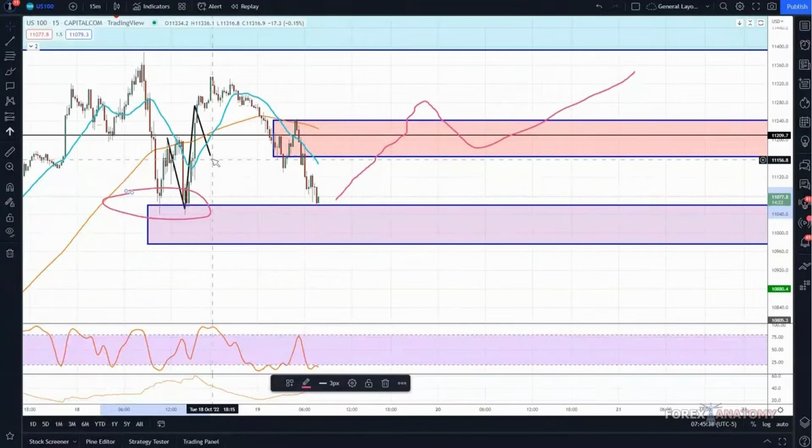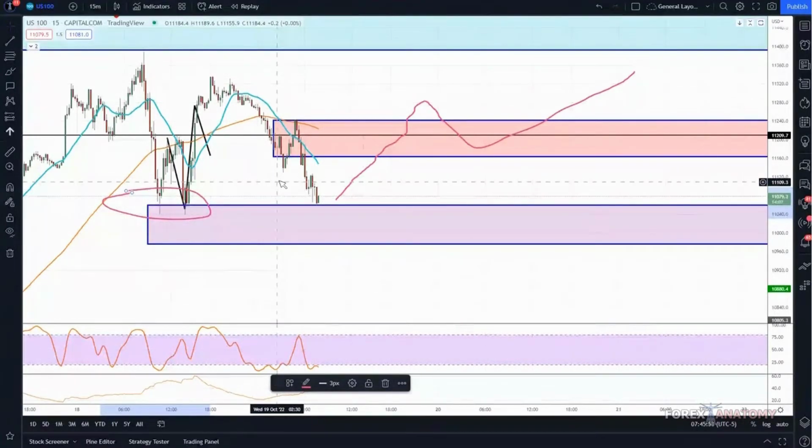We didn't really get the pullback yesterday, and so we weren't able to really take advantage of this move. But we could see a double bottom again on the 15-minute chart. So just be on the lookout for that. Be on the lookout for a double bottom on the 15-minute, or some sort of bottoming pattern. It doesn't even have to be a double bottom.